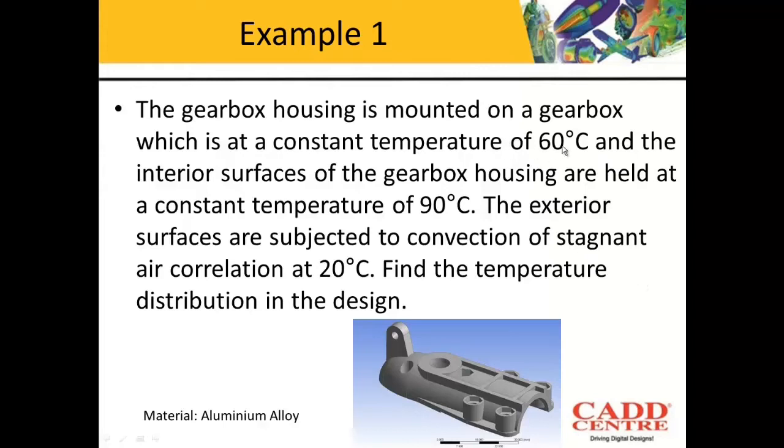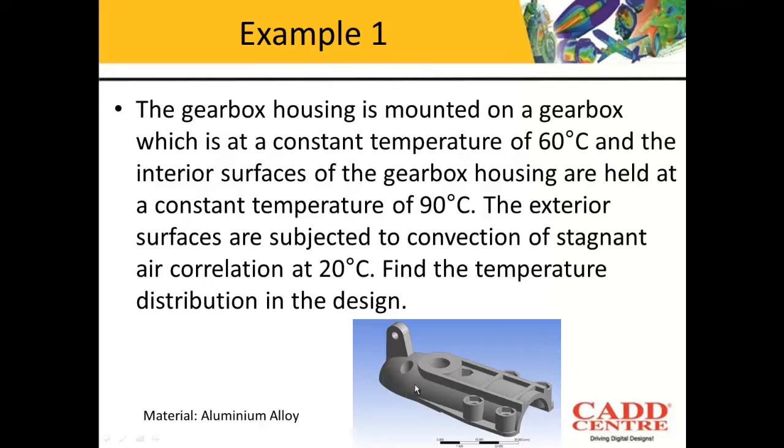Now the temperature loads are mentioned over here. The outside region of the gearbox housing is subjected to a temperature load of 60 degrees Celsius, and the interior surfaces are subjected to a temperature of 90 degrees Celsius. We also have some convections. So what is going to happen? This object that you see on your screen is going to be subjected to some temperature loads, and while that is happening, it is also giving away heat to the ambient temperature.